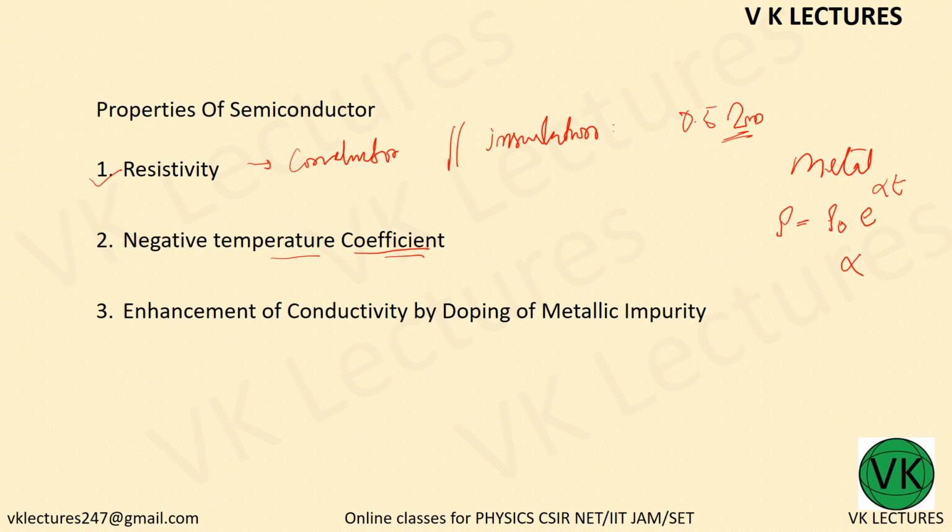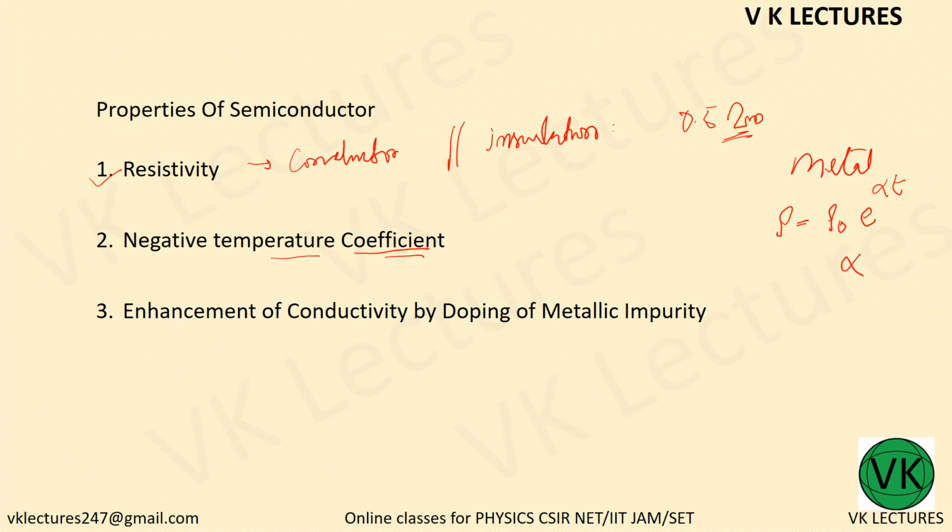But for a semiconductor, when you increase the temperature, more electrons will start leaving the covalent bonds, which we will discuss, and start forming a layer above the valence band and start conducting. So for a semiconductor, when temperature increases, the conductivity increases. That is why it has a negative temperature coefficient of resistivity.